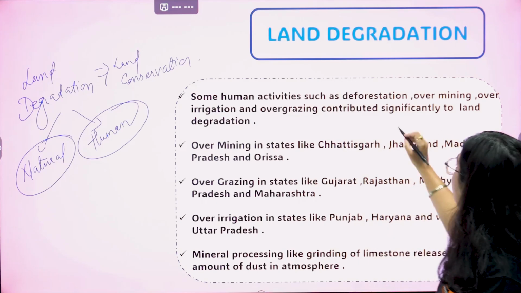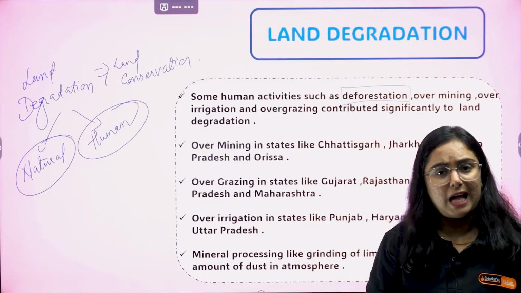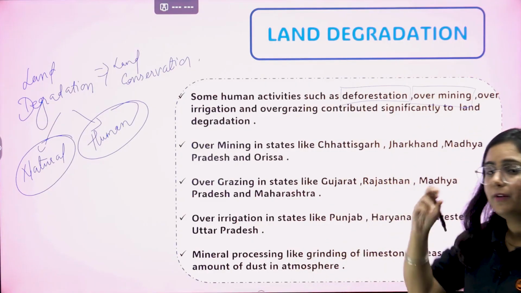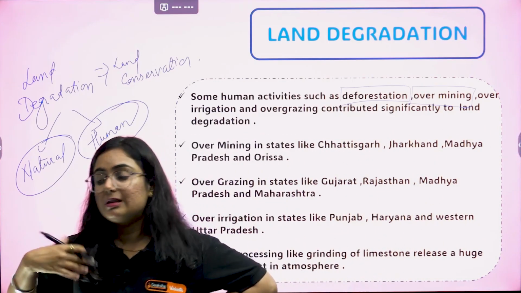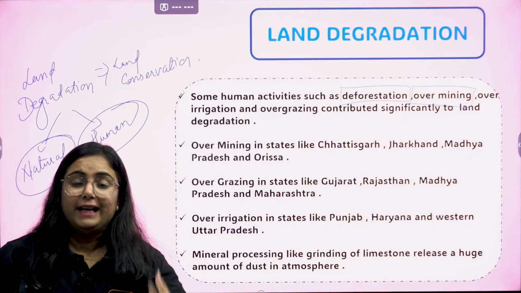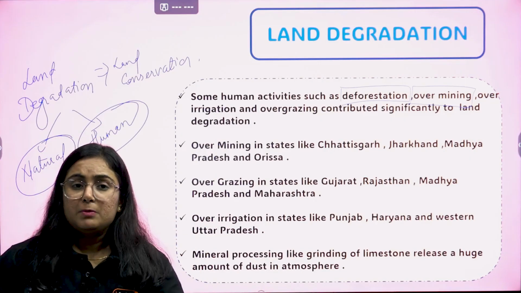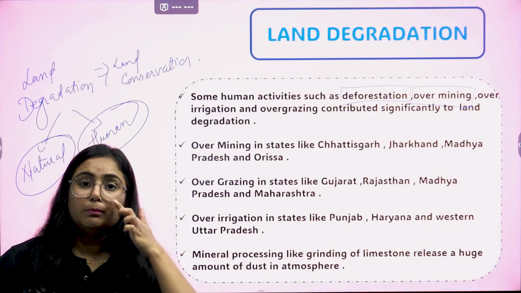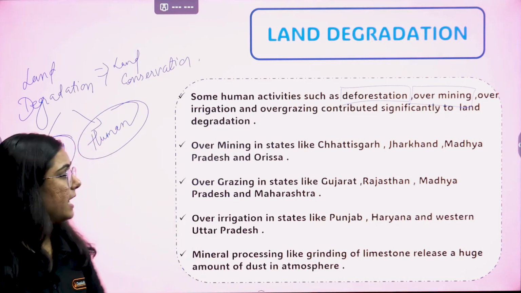For example, you have been studying since childhood: deforestation, cutting of plants. Other than that, over mining. You know that when minerals are extracted above the limit, that mining area gets scarred. Sometimes roof falls have been found, and from that mine hazardous gas is released. So there are many factors that make the land degraded.